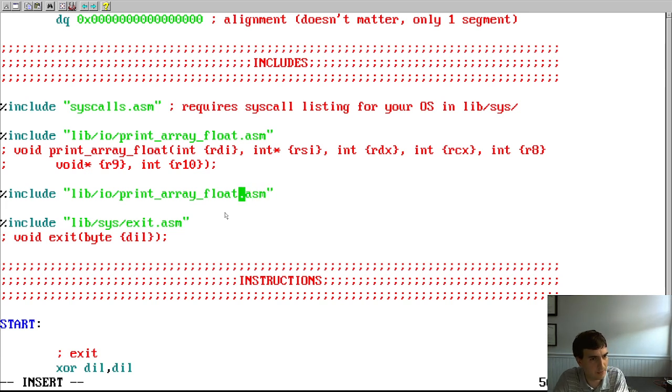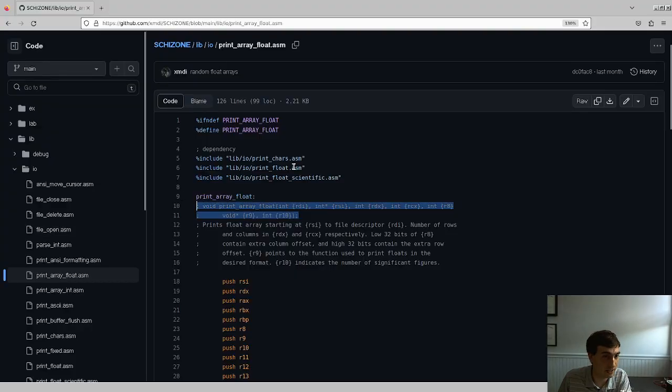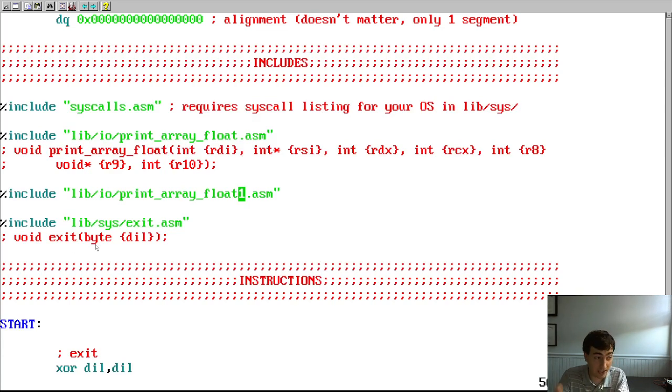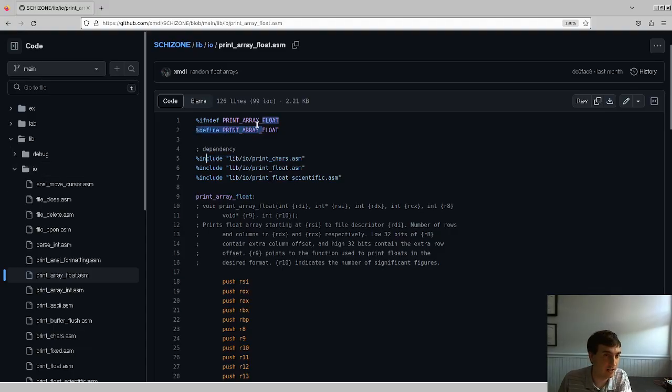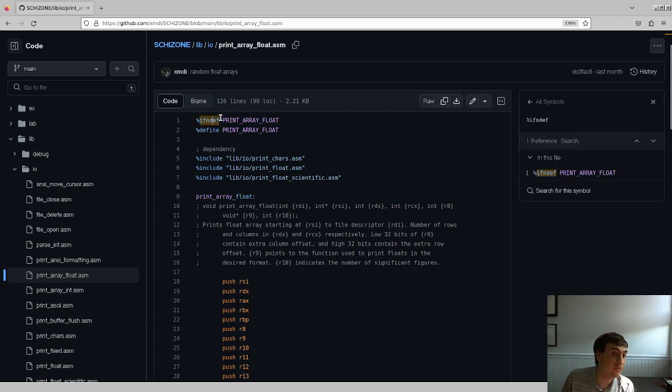We'll also need print chars, so let me snag that. Actually, it might already be included by this. Let me check really quick. Yeah, it already is included, so I don't have to bother with that include. If you include things multiple times, it doesn't matter because we have an ifdef on all our files. Let me show you that really quick. If not defined, this will only be included if you've not yet defined this value. Once you include this file once, it will never re-include itself. So you're never gonna have a problem with multiple includes of the same file. Anyway, enough about that.